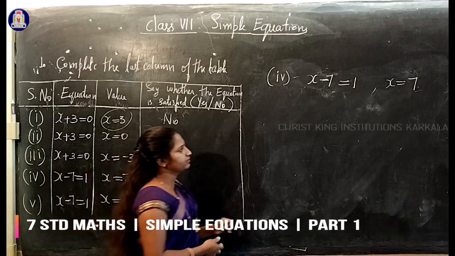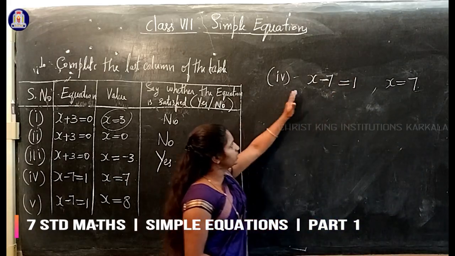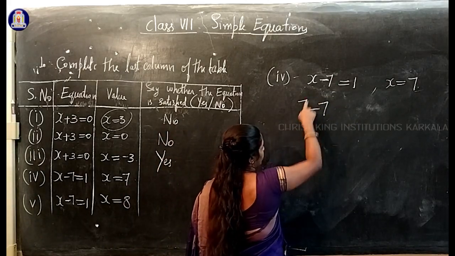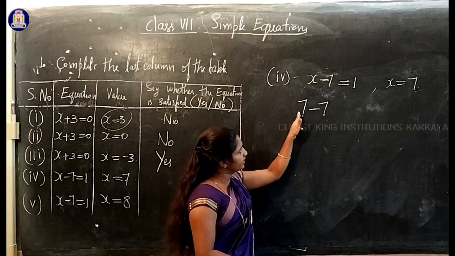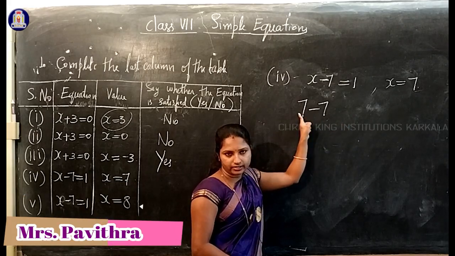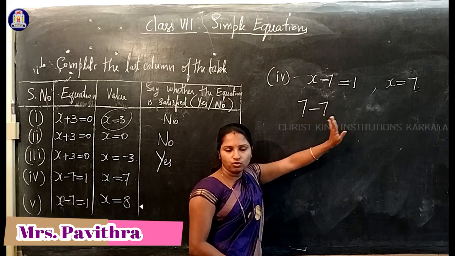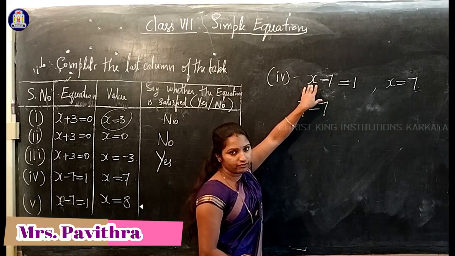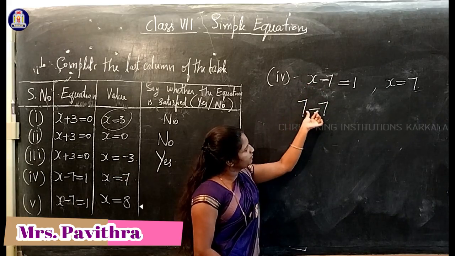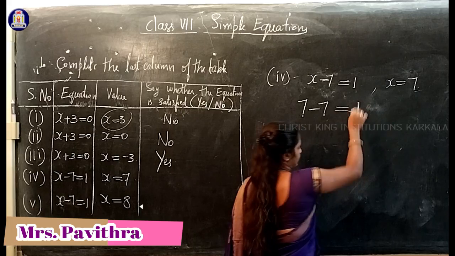So now we have to check. First we have to substitute this value in this equation. Clear? In place of x, write 7. So x is 7, right? Understood? In place of x, write the value that is given. The remaining values write as it is. Only in the place of the variable x, you have to substitute the value. So 7 minus 7 is equal to 1. 1 is on the right hand side, right? So write as it is.